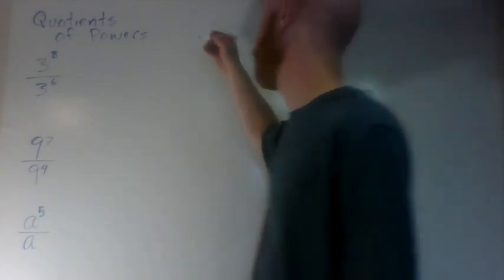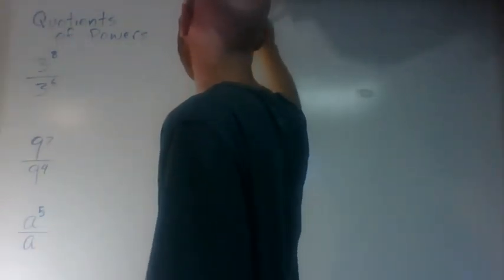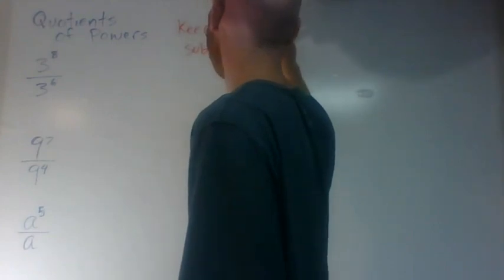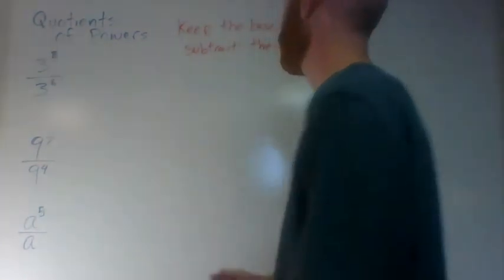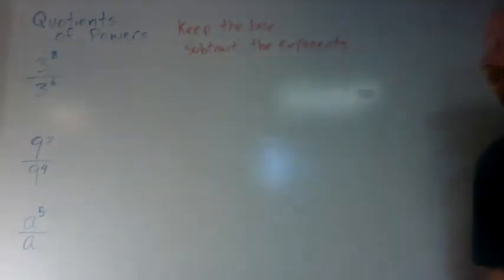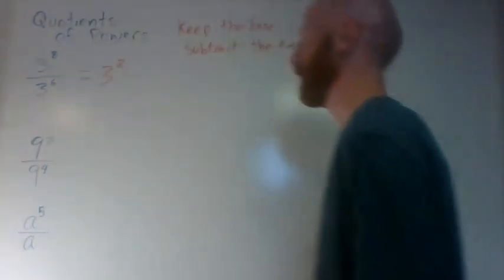And the shortcut rule will be keep the base, subtract the exponents. All right, keep the base, subtract the exponents. So 3 to the 8th divided by 3 to the 6th would be 3. 8 minus 6 is 2. 3 to the second power.